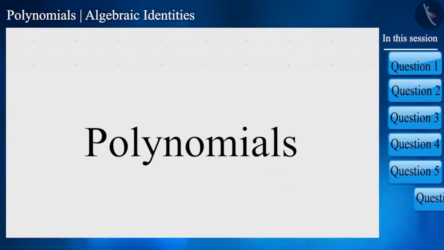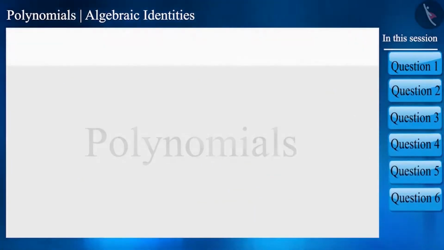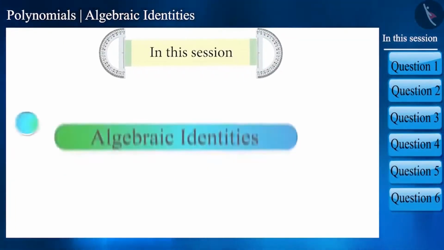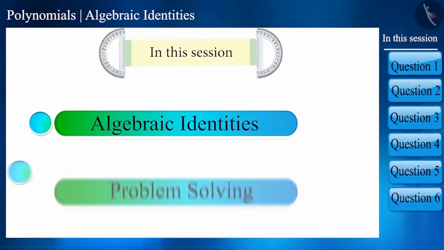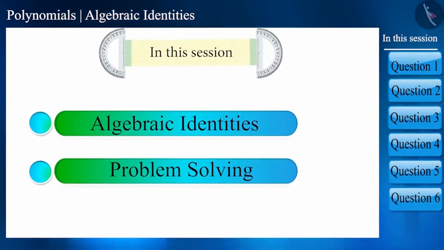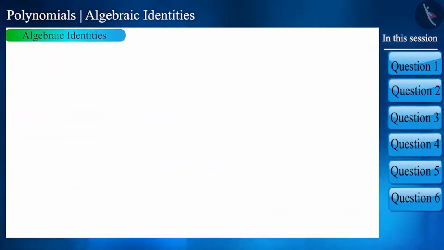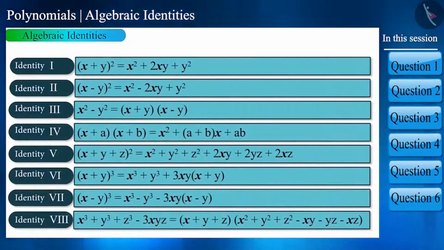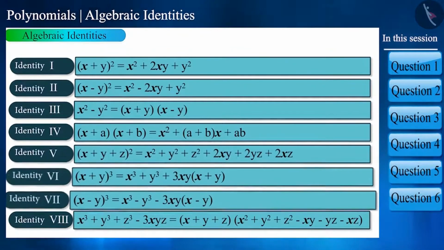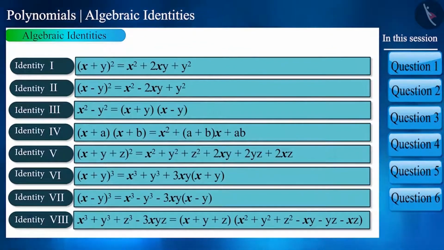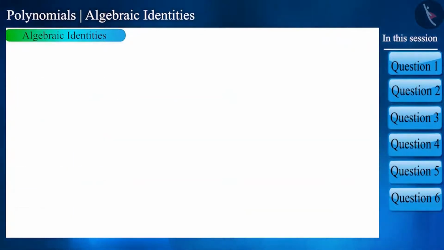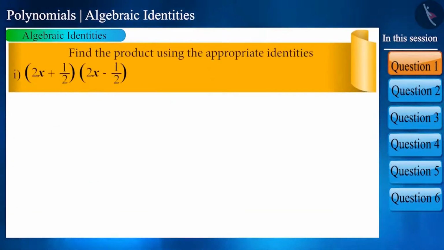Hello friends, welcome to this video on polynomials. Today we will solve some questions based on algebraic identities. We have a total of 8 identities. By using these 8 identities, let us see how to find the factors and products of polynomials. So let's start with our first question. Find the product using the appropriate identities.